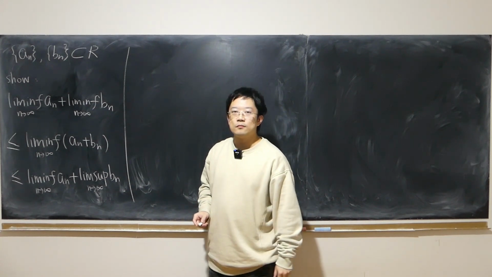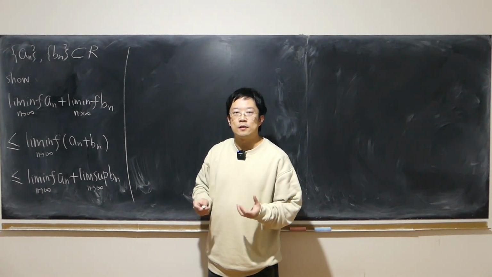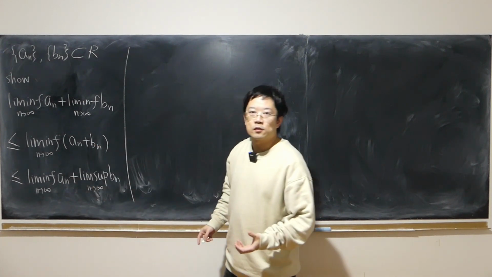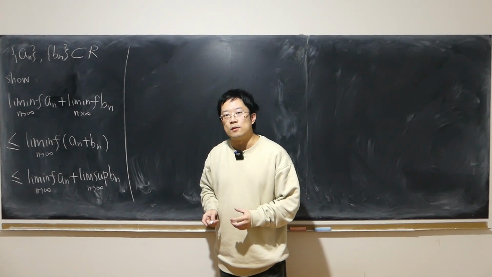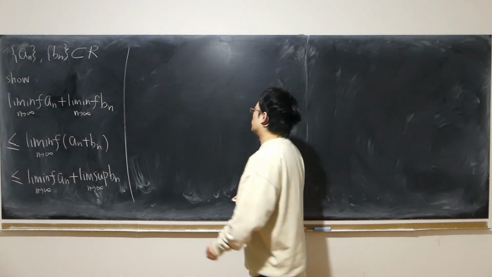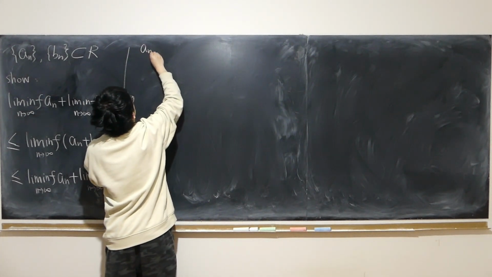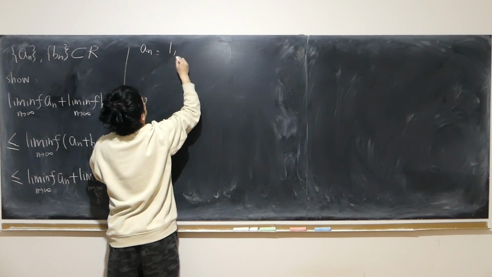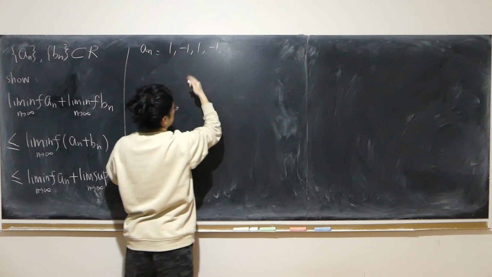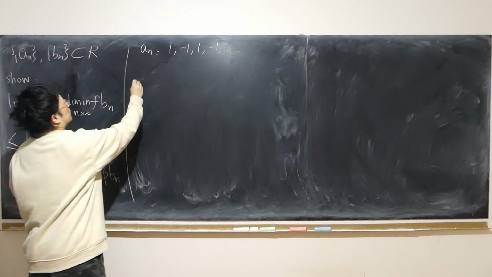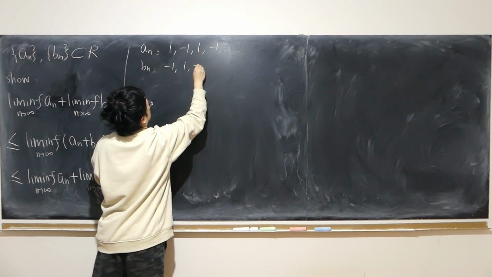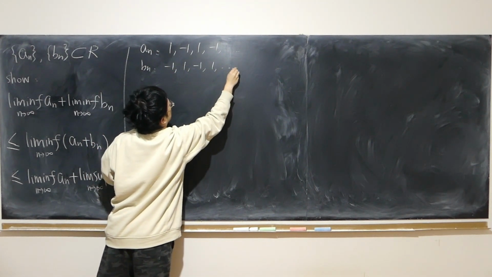So let's just quickly revisit the meaning and the concept of what limsup and liminf mean, right? First of all, we all know that a real sequence may or may not converge. If it doesn't converge, for example, a_n, the sequence looks like this: 1 followed by -1, followed by 1, followed by -1. So this is a sequence of real numbers. And say b_n is the following sequence: -1 followed by 1, followed by -1, followed by 1.